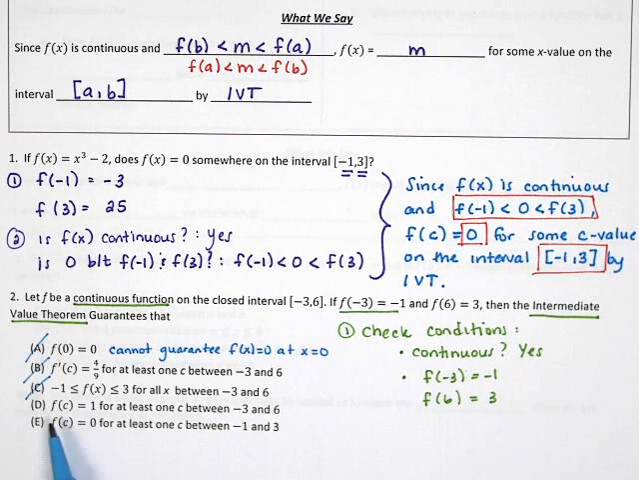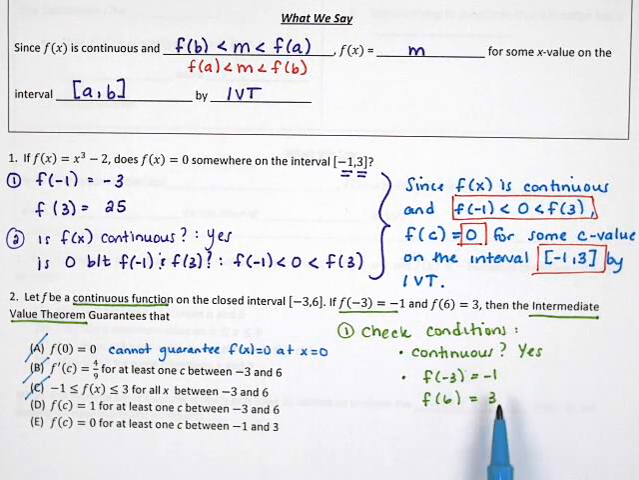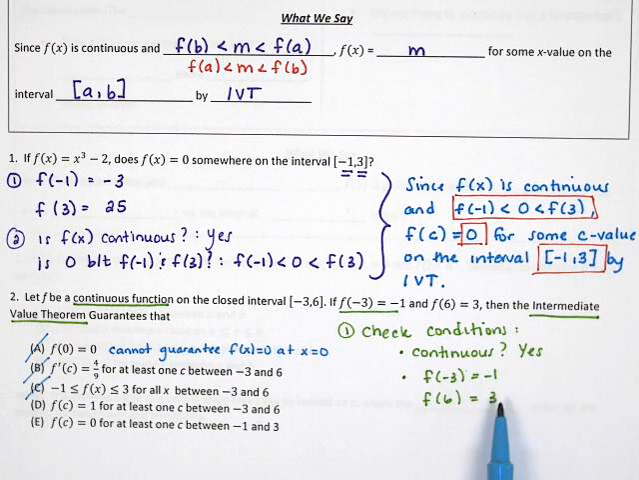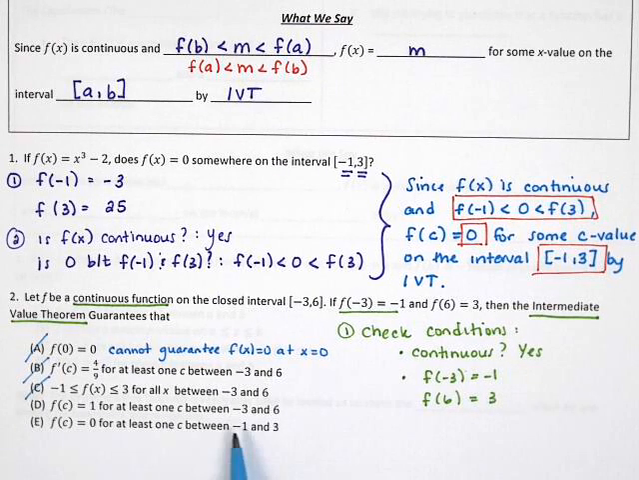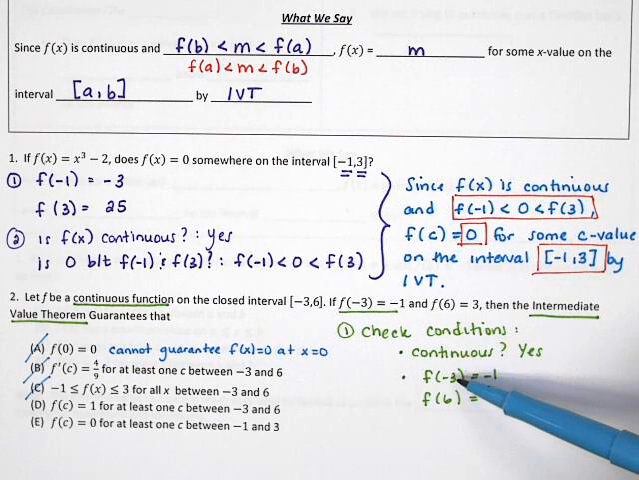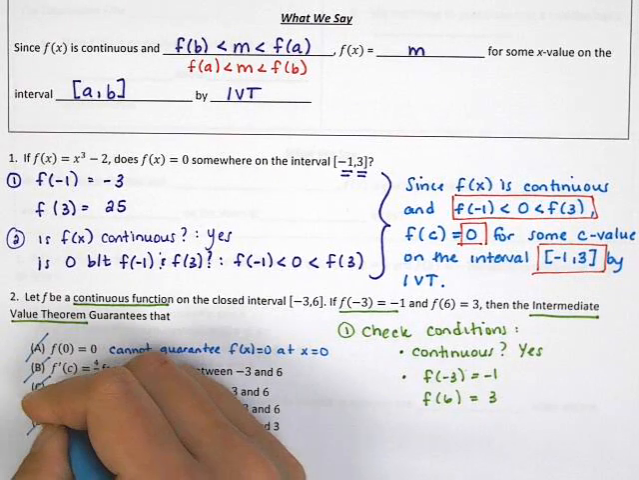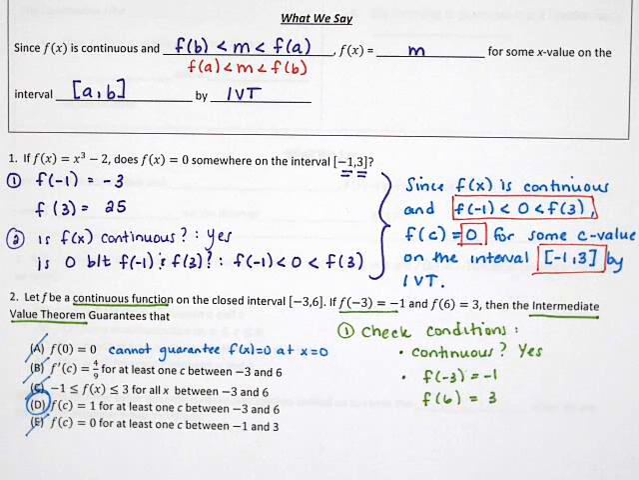Can we guarantee that our y value is equal to 1 for at least one value between -3 and 6? Well, yeah, because 1 is in between -1 and 3. Can we guarantee that we equal 0 for at least one value between -1 and 3? Well, we could guarantee we equal 0, but it would be for the x's that are between -3 and 6, not between -1 and 3. So D is the only option.